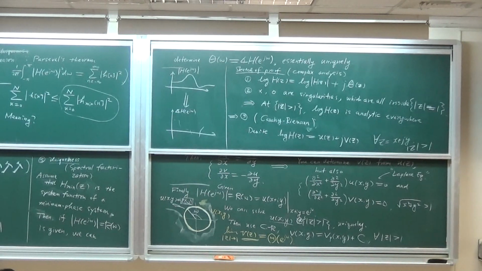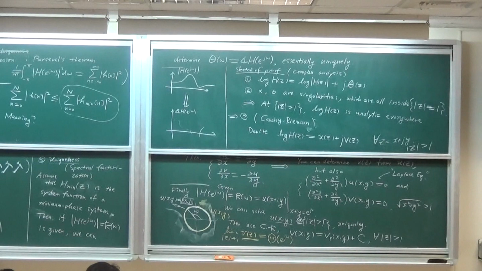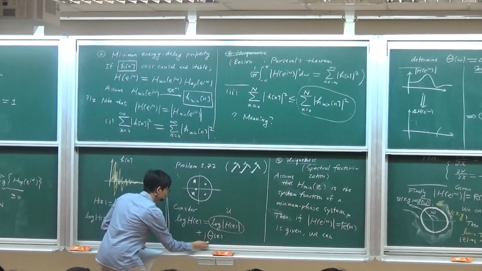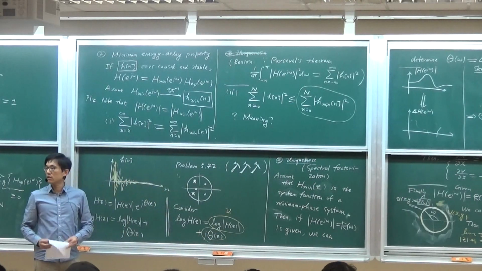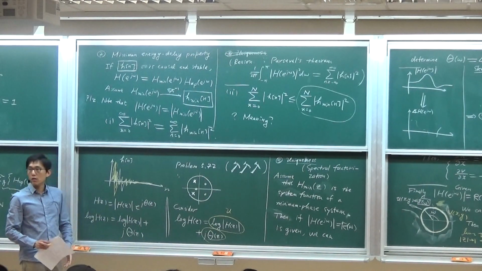In a nutshell, how do we convince ourselves that for a minimum phase system, because all the zeros and poles are inside the unit circle, all the singularities of log of h are inside the unit circle? Therefore, the outside is entirely analytic, and the real part and imaginary part are not independent. The magnitude response is u, and the phase response is v. So they are not independent. You can determine one from the other. That's briefly how that works.